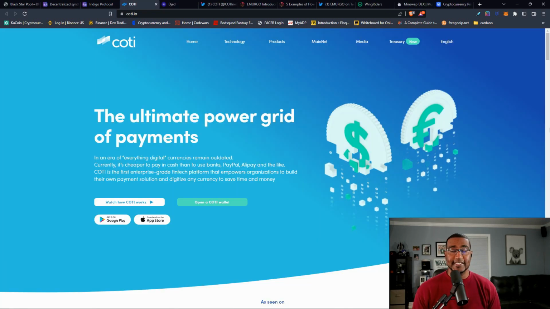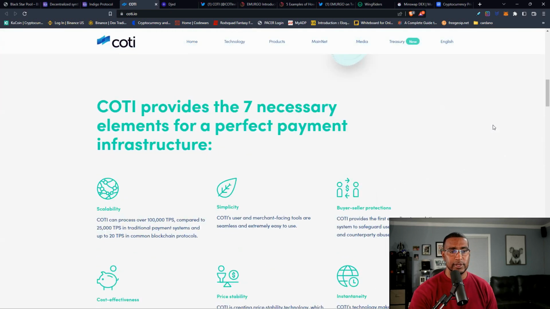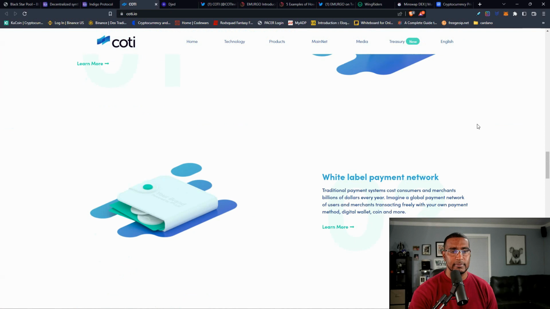So the most anticipated stablecoin of them all is the one brought to you by the company called COTI, and they're making a coin called DJED. So if you want to find out more about the COTI platform, COTI protocol, you can come to COTI.io, and they have tons of information for you here so you can get well acquainted with them and what they're about.